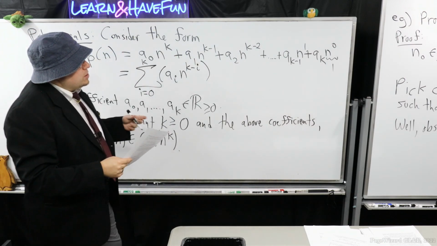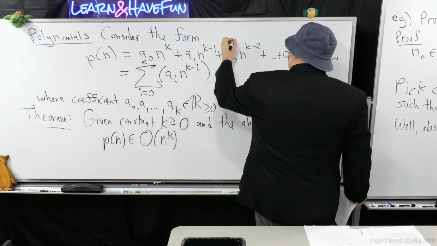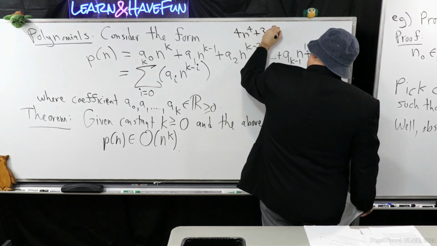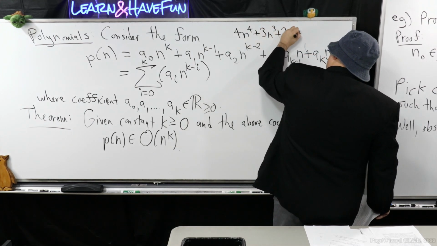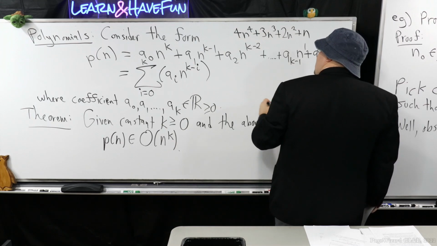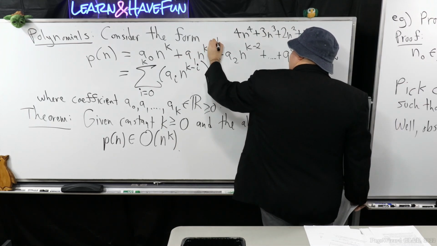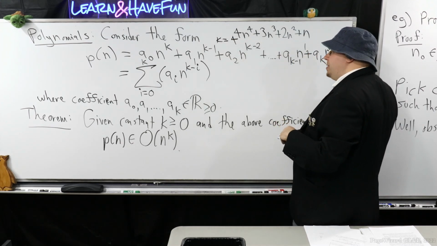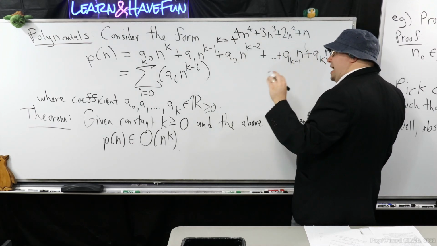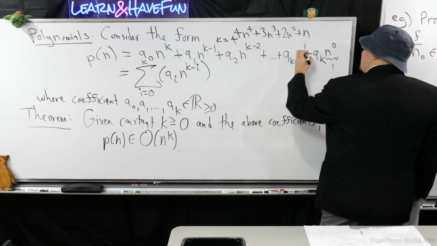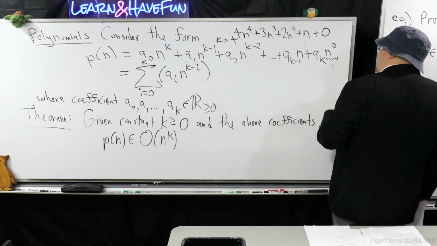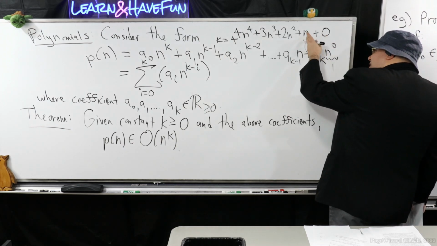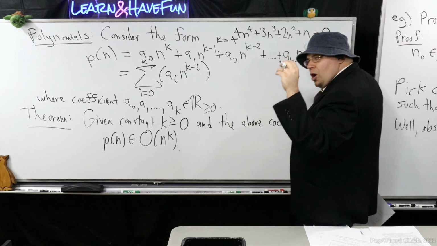So for example, earlier I gave you an example. I had 4n to the power 4 plus 3n to the power 3. We had 2n to the power 2, and I just had n, right? Well, notice here that if you make k equal to 4 in this claim, this is actually going to have the same form, with the exception that I have nothing for the case of n to the power of 0. But wherever I have gaps like this, you can think of it like I'm turning off a light switch.